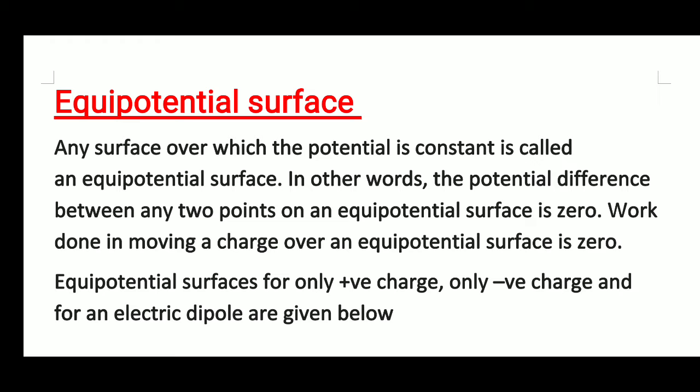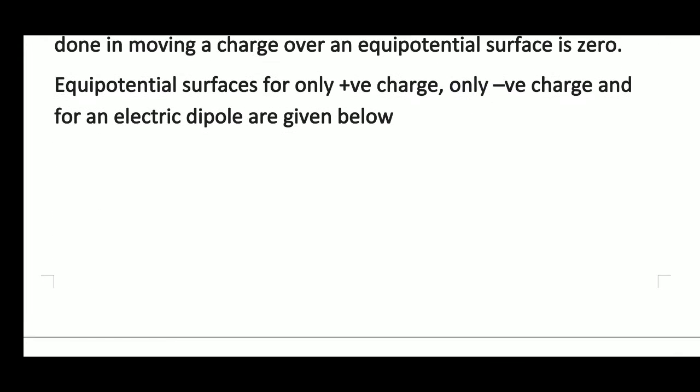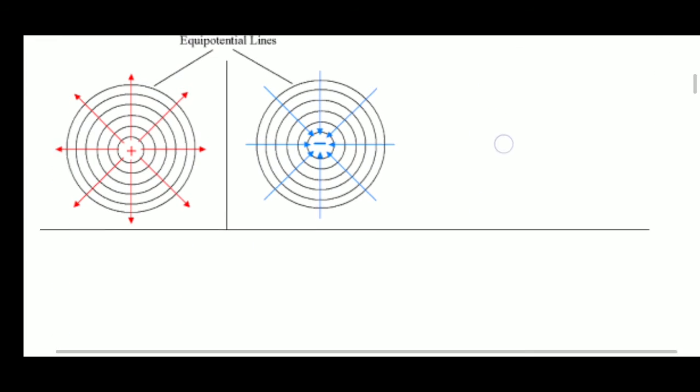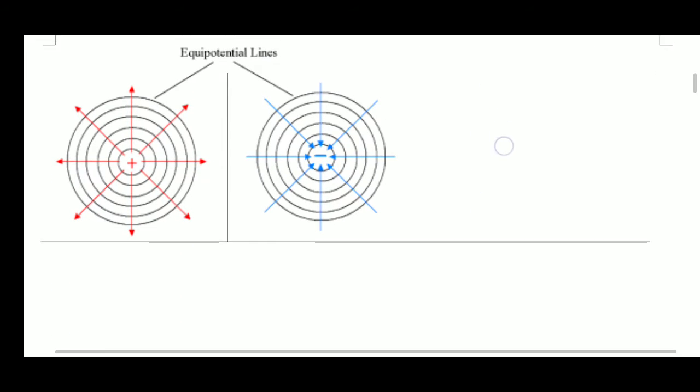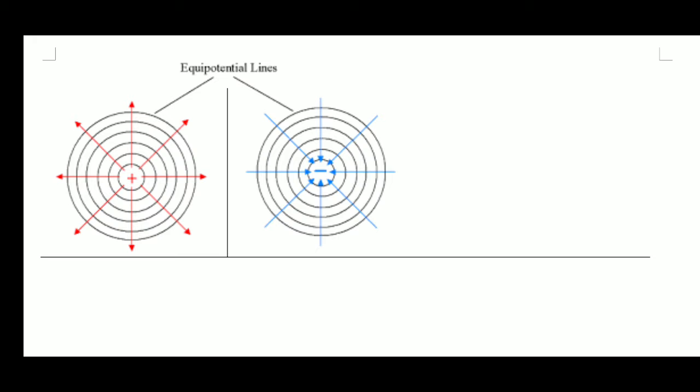Equipotential surfaces for only positive charge, only negative charge, and for an electric dipole are given below. You'll see the three diagrams. The first one is the diagram for equipotential surfaces for a positive charge, only positive charge. In this situation, you can see the hollow concentric spheres. They are the equipotential surfaces for this charge, and the direction of electric field lines is always away from the charge because this is a positive charge.